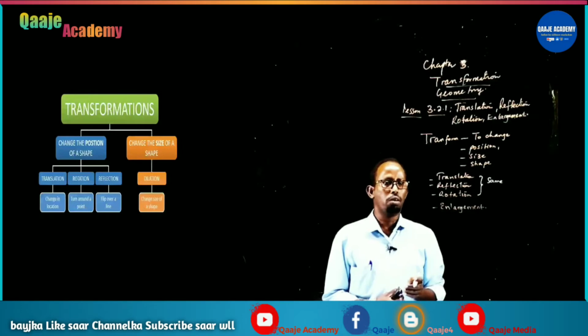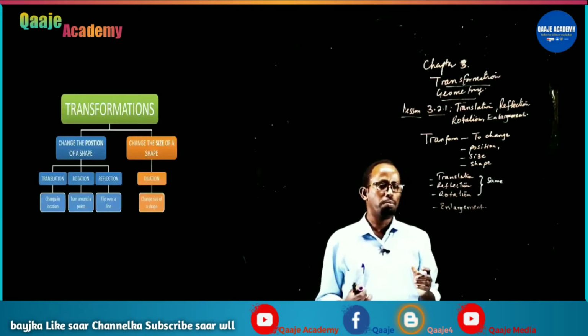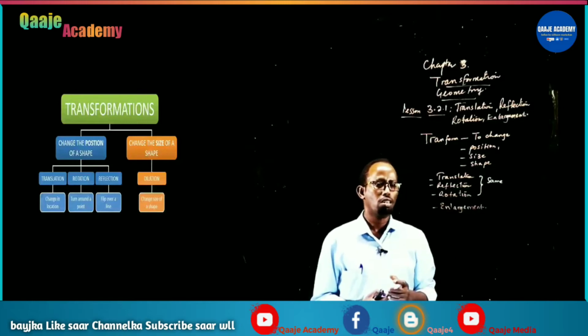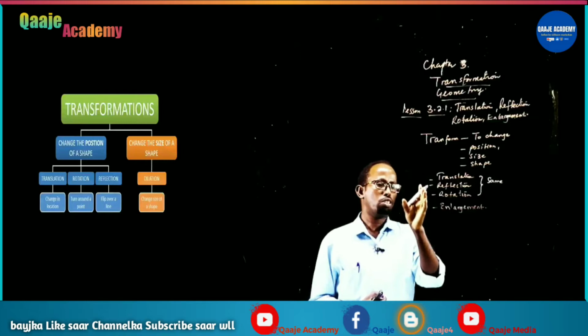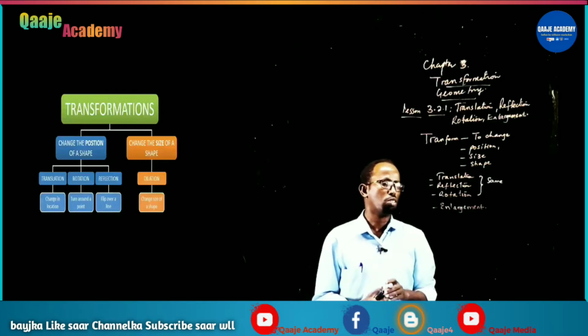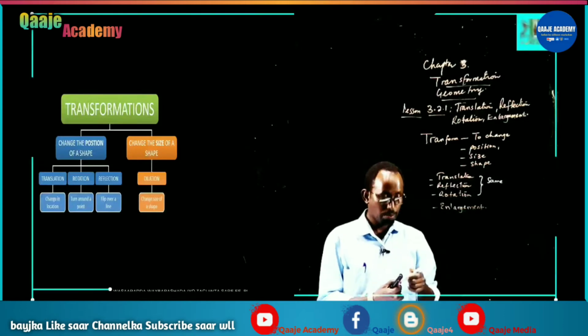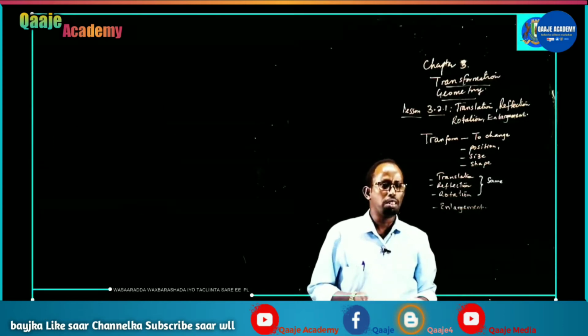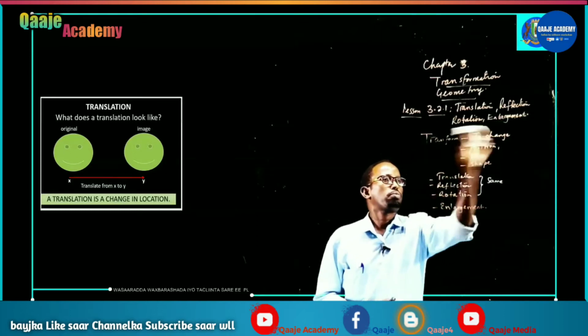Now from the table, transformation is categorized into two: changing the position and changing the size. Changing the position are the translation, reflection, and rotation. Changing the size is the enlargement. Today's lesson will start with translation.